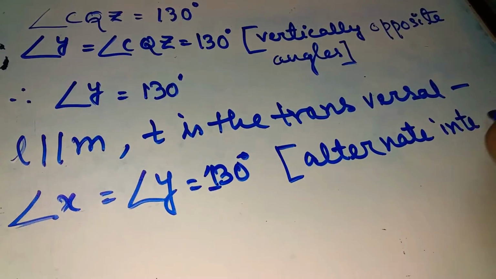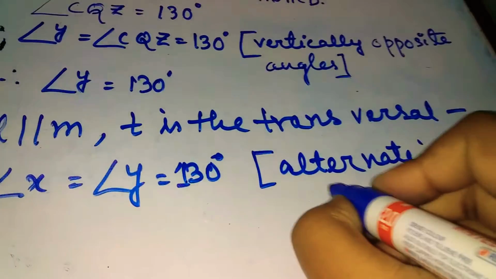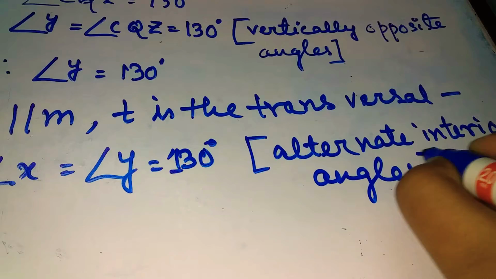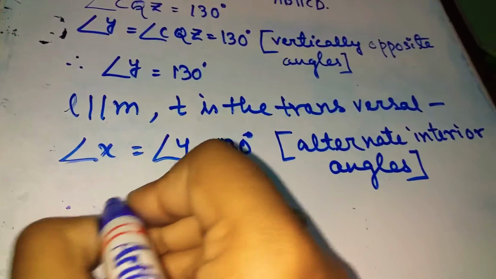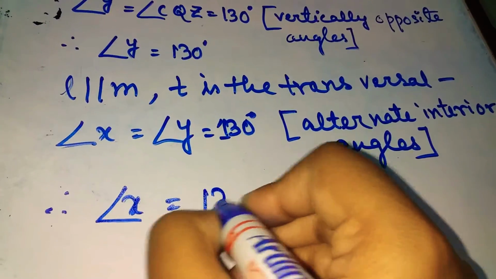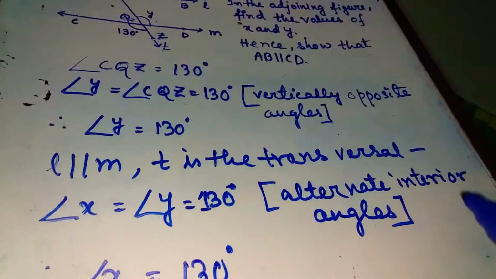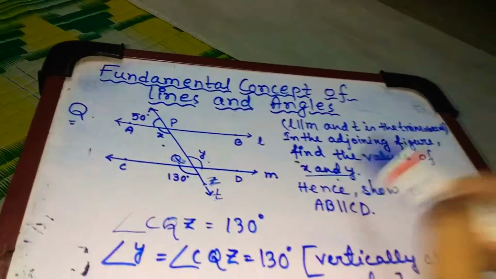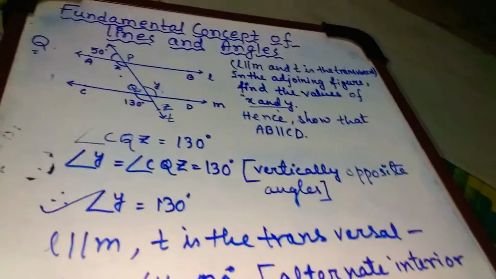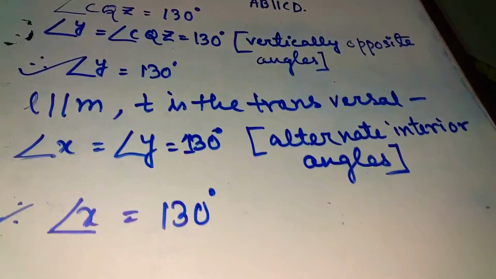angle x equals angle y equals 130 degrees because they are alternate interior angles. So angle x equals 130 degrees. So the first part of the question is completed. Angle y is 130 degrees, angle x is 130 degrees.